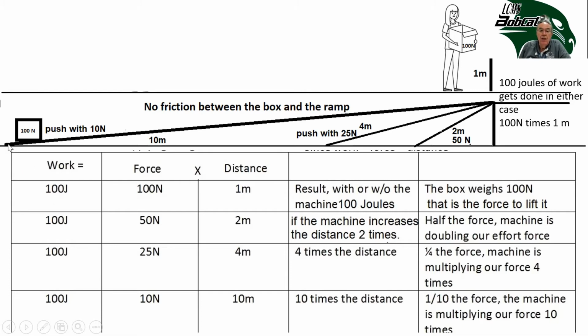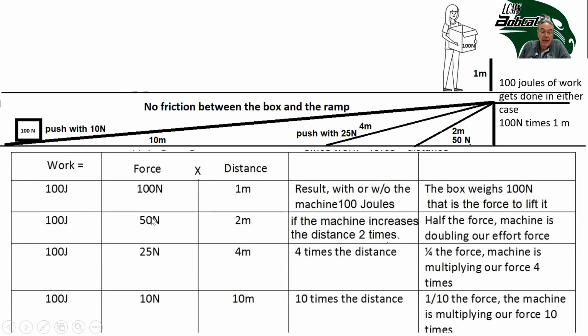Now, let's suppose she used a really long ramp that was 10 meters long. Okay, she would only need to push with a force of 10 newtons. Okay, 1/10 of what the box weighs. Okay, but look at how far she's got to push it. Now she's got to push it 10 meters, and it's only going to get lifted 1 meter. The thing is she can push with only a force of 10 newtons. So with 10 times the distance, she gets to use 1/10 the force. Okay, when it was 4 times the distance, she could use 1/4 the force. When it was 2 times the distance, she could use 1/2 the force.